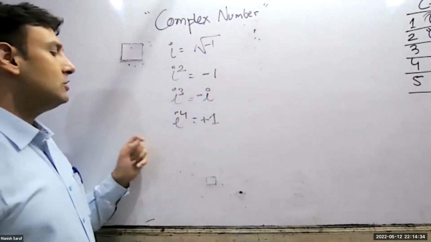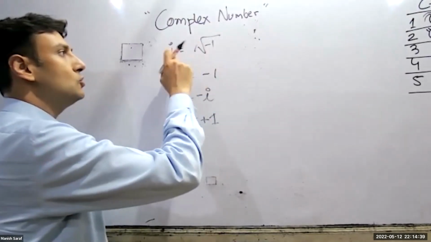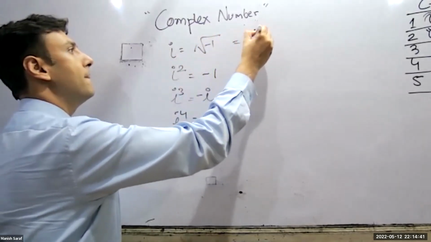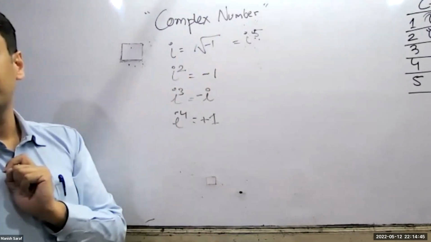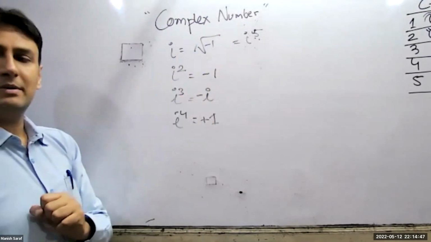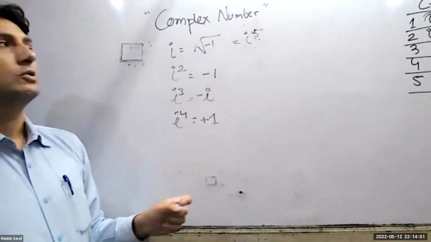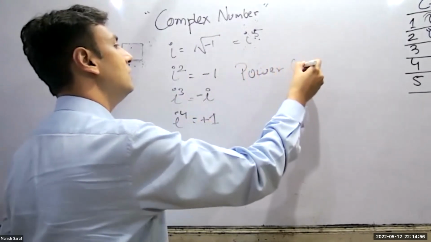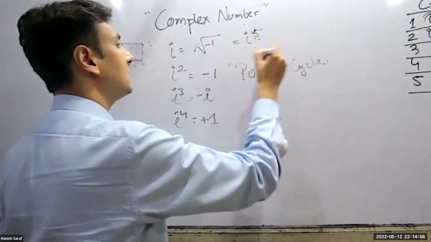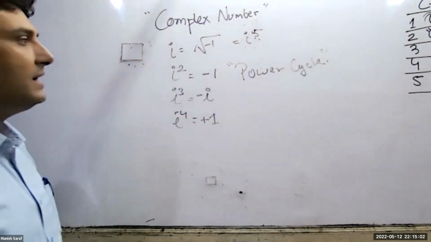Okay. What is I to the power 5? Multiply I on both sides. I to the power 5 will be back to I. I to the power 6 will be again minus 1. I to the power 7 will be minus I. And I to the power 8 will be again plus 1. So this is called as power cycle of I, which you must know when you are solving problem in SAP. ये आना जरूरी है. ठीक है? इसमें ये आपको पता होना चाहिए.